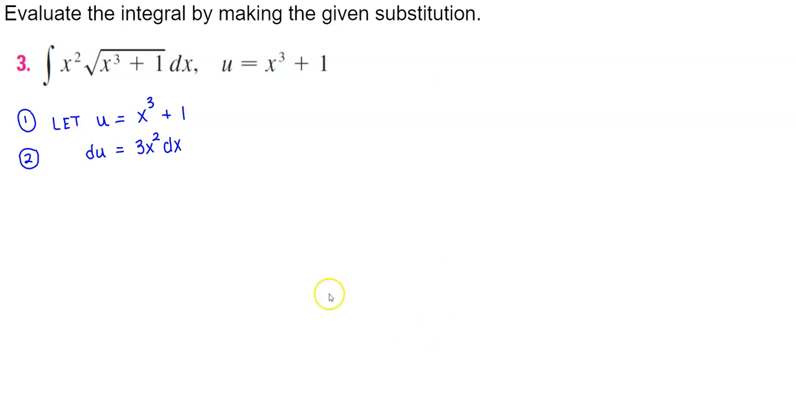Okay, now if you take a look at the question up here, we can see that we have x squared times dx. So therefore, this is what we want. But we need to get rid of that 3, so in order to get rid of that 3, we have to divide both sides by 3. So I'm going to divide both sides by 3, and therefore, we're going to see that we have 1/3 du is going to equal x squared dx.